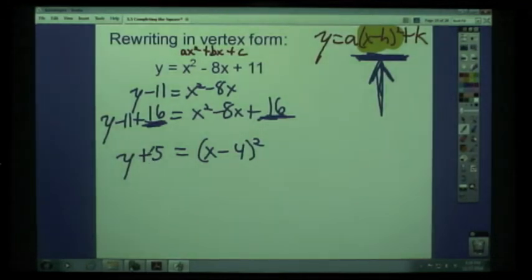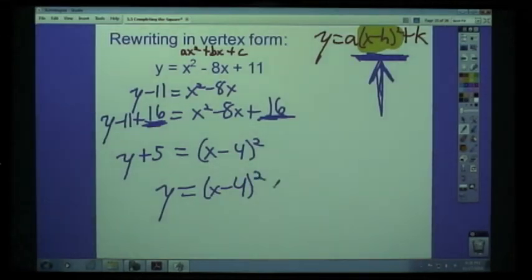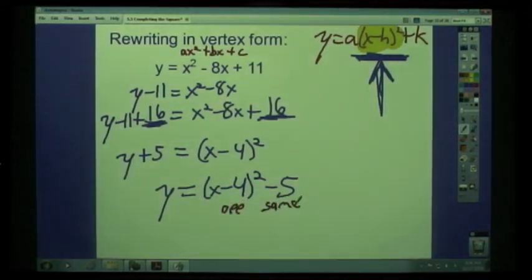So you subtract the 5 over to get y by itself, and what you end up with is x minus 4 squared minus 5. Notice there's my vertex form. Right here, if you take the opposite of this and the same as this, like we did back in the earlier part of the chapter, there's your vertex staring you in the face.